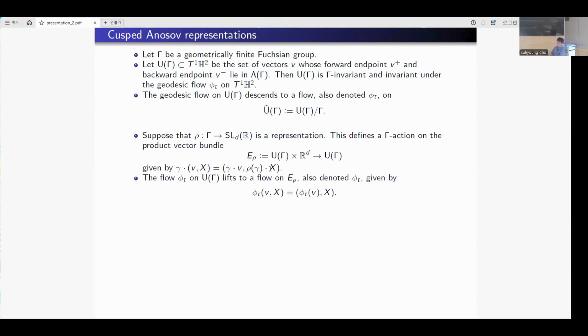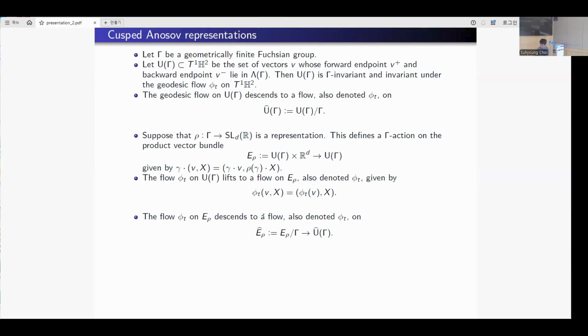Also, the flow phi t on U gamma lifts to a flow on E rho. And what's this flow? Well, phi t of (V, x), you just apply phi t to V and keep x constant. So this is a trivial bundle: downstairs, when I flow it, upstairs I'm just keeping the vector constant. Then you can check that this flow actually commutes with the gamma action that I defined, and so your flow descends to a flow on the quotient bundle. I take this E rho, quotient out by gamma, and get this vector bundle, which I call E hat rho over U hat gamma. This flow phi t descends to a flow on E hat rho.